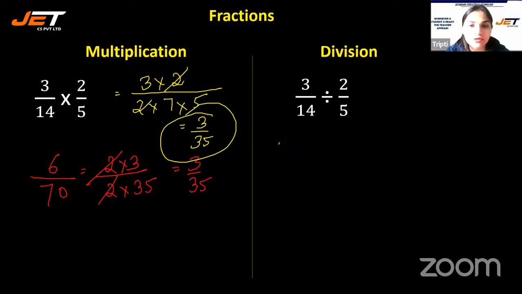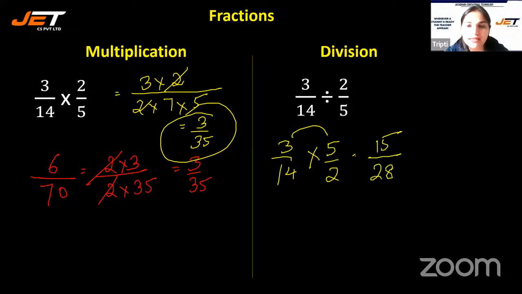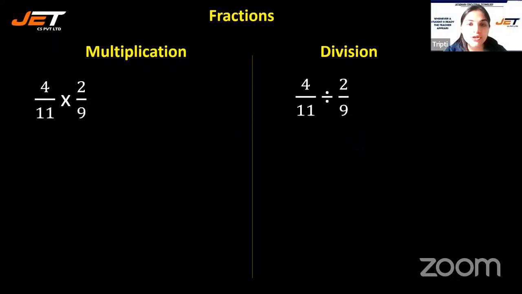Okay? And here, 3 by 14, division will change into the multiplication. 2 by 5 will be 5 by 2. Now again, I will do like 3 times 5 is 15. 14 times 2 is 28. 15 by 28. That's the answer for division of the same fraction. Moving on to the next question.